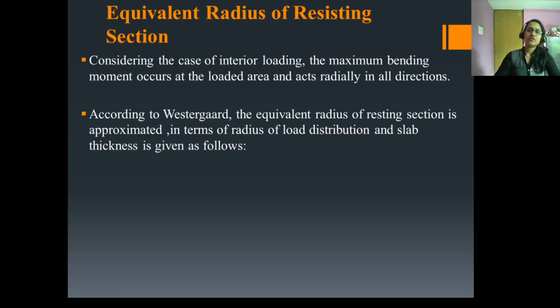Coming to the next, the equivalent radius of the resisting section. Considering the case of interior loading, the maximum bending moment occurs at the loaded area and acts radially in all directions. According to Westergaard, he gave a formula for the equivalent radius of the resisting section in terms of the radius of the load distribution and the slab thickness. So let us see the formula according to Westergaard.